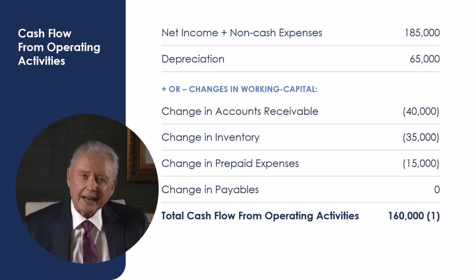To recap cash flow from operating activities, we have net income of $185,000. Add depreciation of $65,000. Deduct $40,000 for the increase in accounts receivable. Deduct $35,000 for the increase in inventory. Deduct $15,000 for the increase in prepaid expenses, equals $160,000.